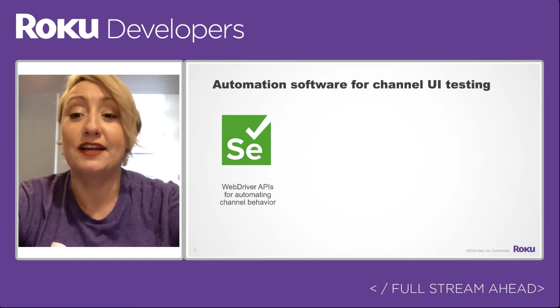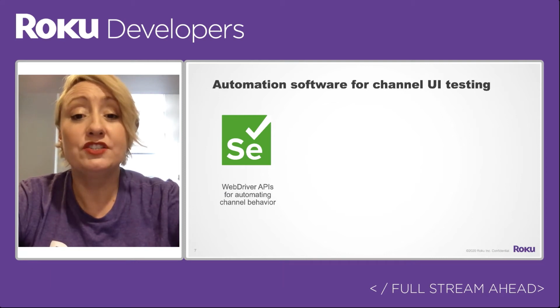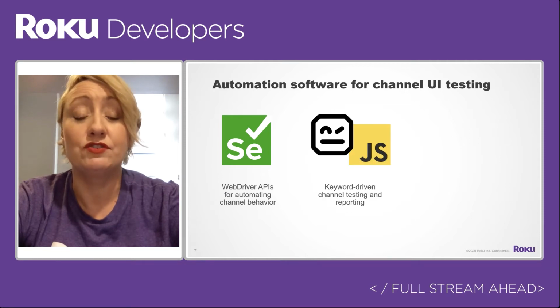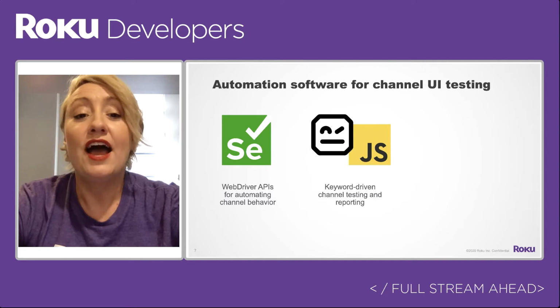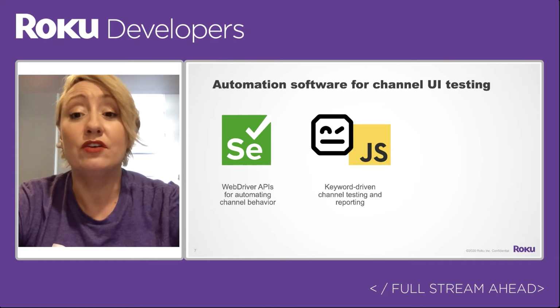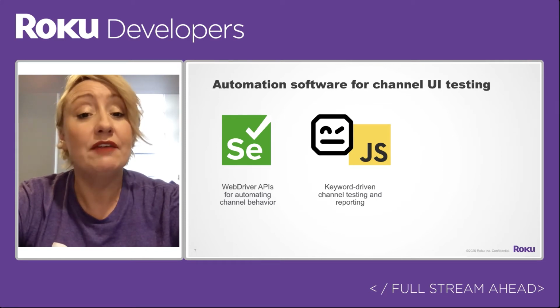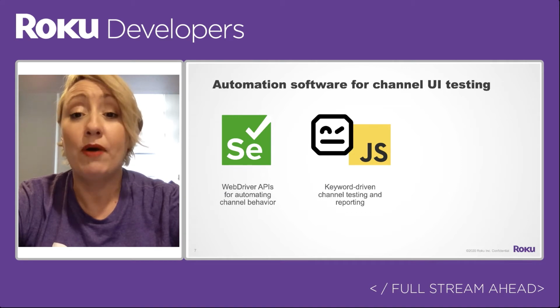Which brings me to our second component. Our automation software suite includes Roku instances of the Robot framework and JavaScript libraries. These libraries serve as keyword-driven mechanisms to create, run, log, and record channel tests. Additionally, developers can also write their own testing framework if they'd like to work in languages other than Robot or JavaScript.